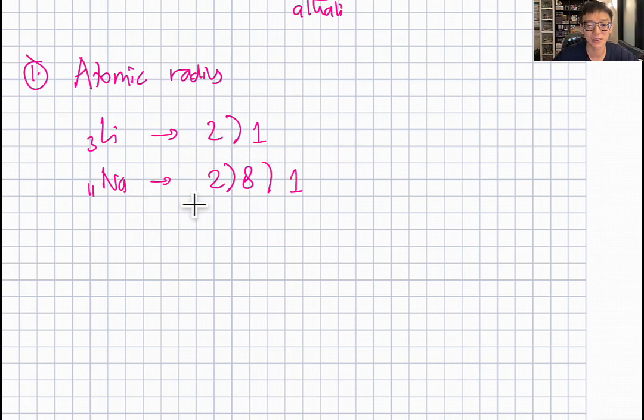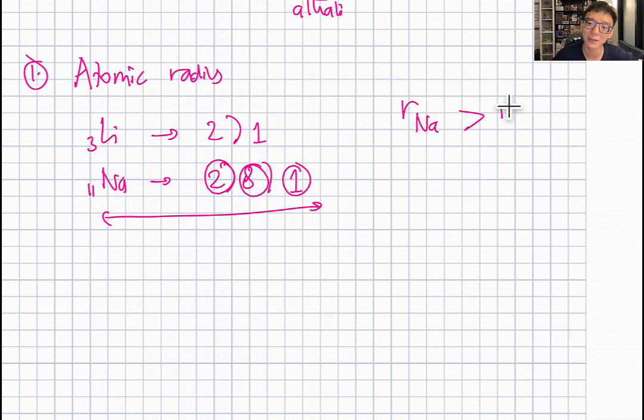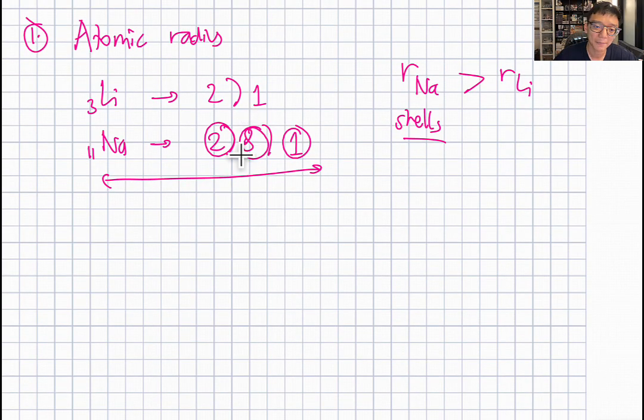Just from this observation, you would see that sodium has 3 shells, in contrast to lithium's only 2 shells. So of course the radius of sodium would exceed the radius of lithium, because sodium has more shells. And it's so significant in determining atomic radius. It's the first thing to consider, whether they have more shells or not. But then things get weird. For example, if we have the same number of shells, let's say Cl 2, 8, 7.